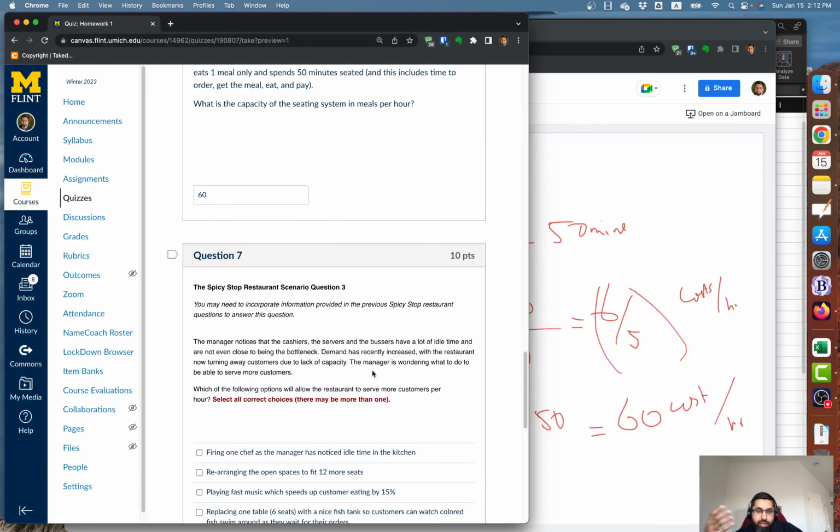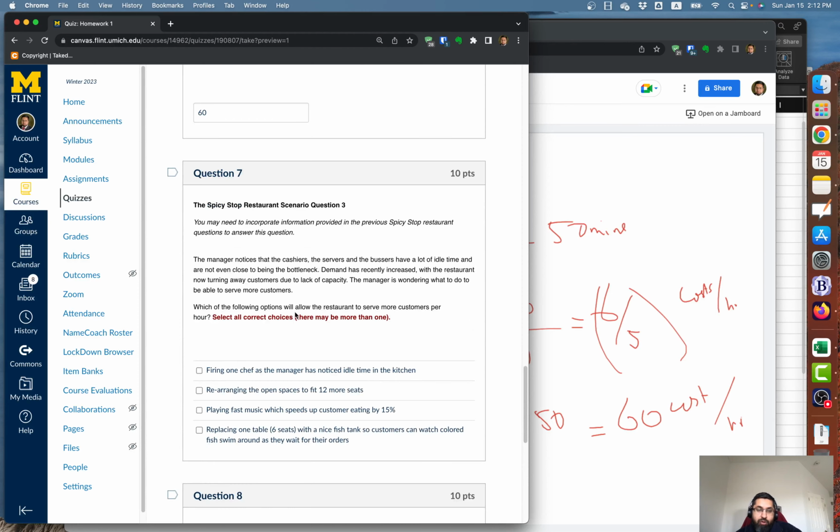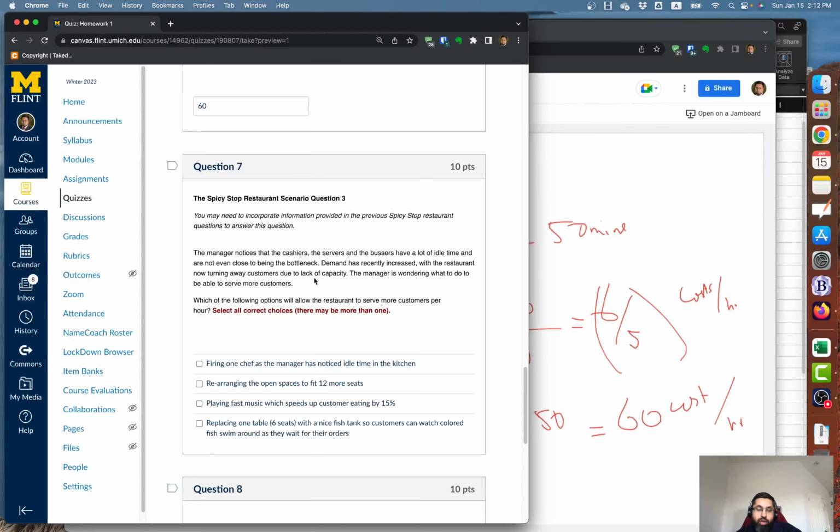Demand has increased recently, with the restaurant now turning away customers due to lack of capacity. The manager is wondering what to do to be able to serve more customers. Which of the following options will allow the restaurant to serve more customers? Multiple correct choices are possible, so you can select multiple choices. So we have to evaluate each choice.